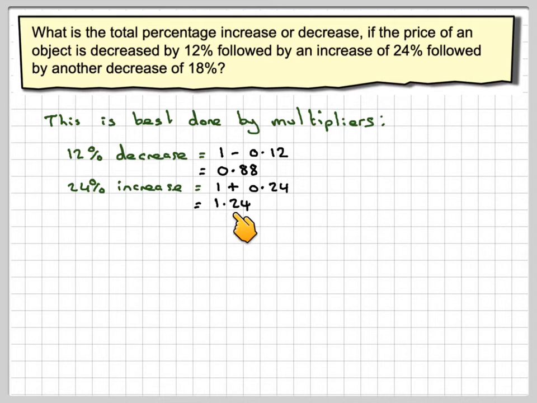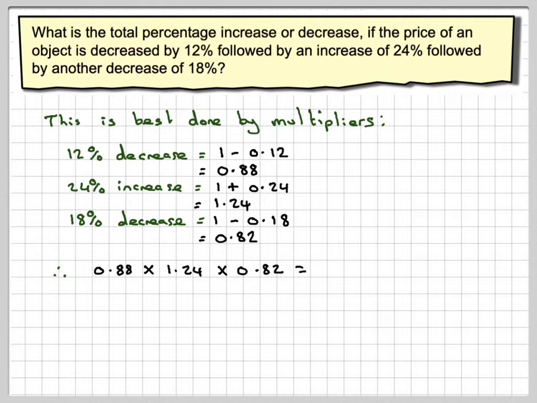increasing it by 124%, which we write as 1.24. And then an 18% decrease is going to be 1 minus 0.18, which is going to be 0.82. Now this is done first, second, and third. So basically, this is a compounded problem.